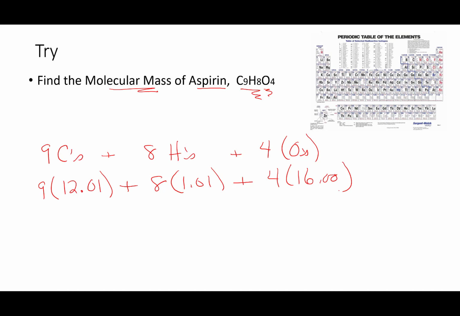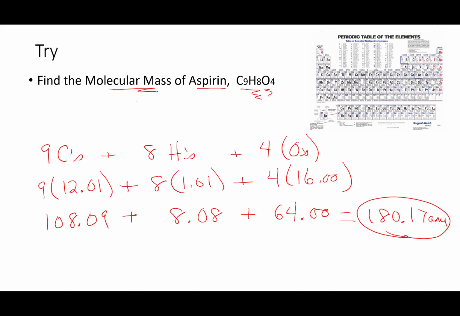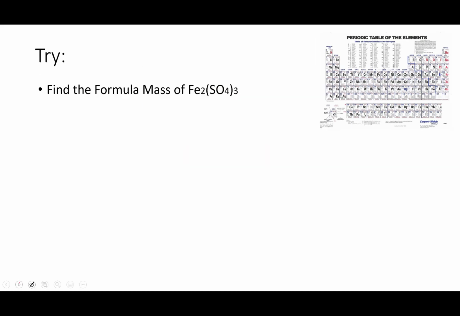When I throw those numbers in the calculator, I'm going to do the next step and write it down, because I have found I'm not the best at having long strings of things in my calculator. If I do that, I tend to make a boo-boo, and I don't even know where that happened. Okay, so if I do the multiplication, 9 times 12.01, 8 times 1.01, 4 times 16, I get this. Then I add all those pieces together. I get 180.17 AMU is the molecular mass of an aspirin molecule. Pretty good? All right, if you want some more practice, let's do one more of these together.